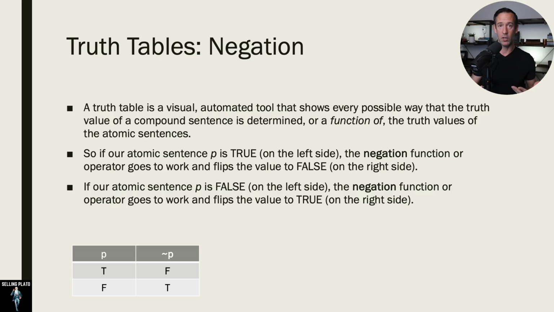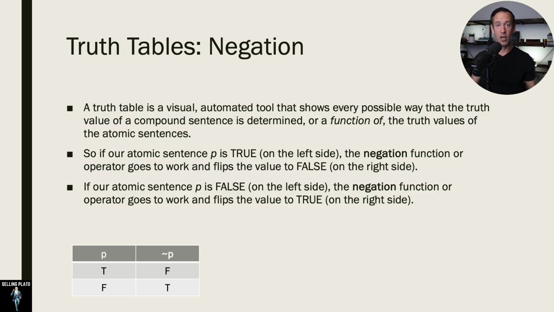So we went over one, what happens when it's true, and the negation operator does its function, then it goes to false. So here in this second row, if our atomic sentence P is false on the left side, the negation operator goes to work and it flips the value to true, from false to true on the right side. All right, very simple. That's really all we mean. So you can see how it's just a calculation.